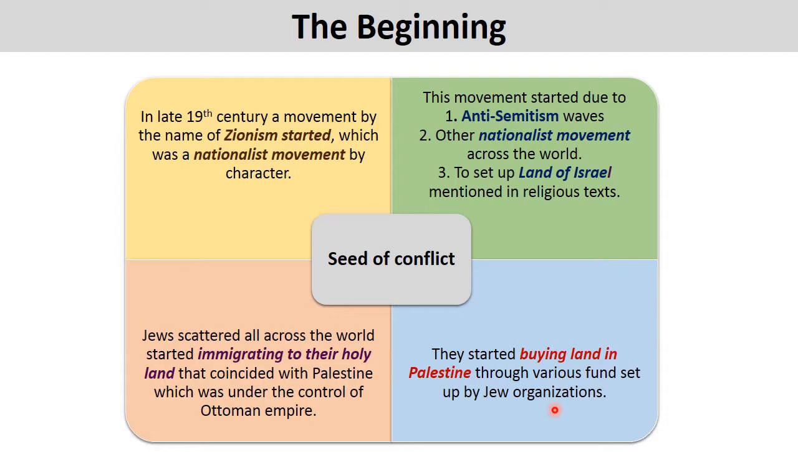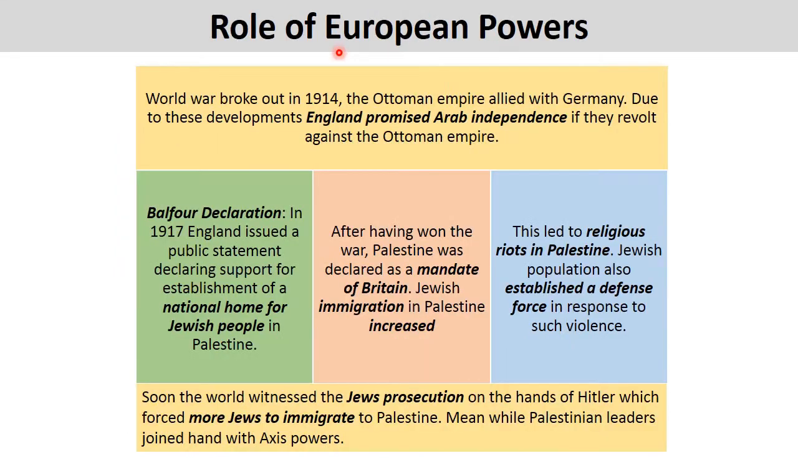So this was the root cause of this conflict, that is the Palestinian people were not happy with the immigrating Jews who bought land in their country and did not let the Muslims work on that land. This led to some small scale violence in Palestine. Apart from Zionism, the European powers also played a major role in this conflict.